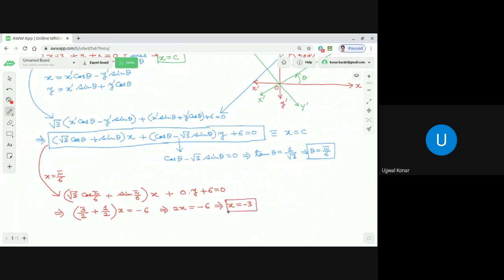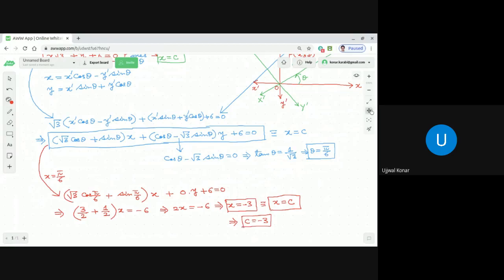Now as we get x is equal to minus 3, which is in the form of x is equal to c, then what do we get? This implies c is equal to minus 3. Correct or not?